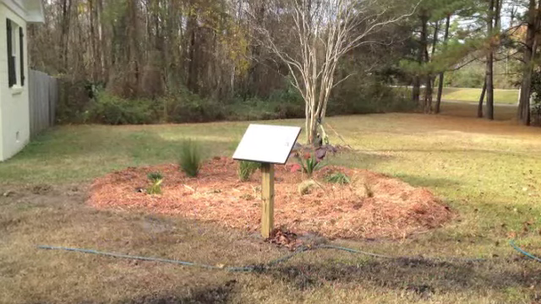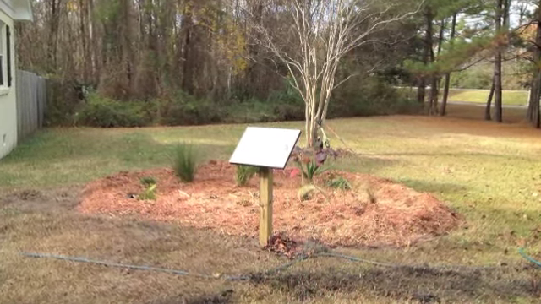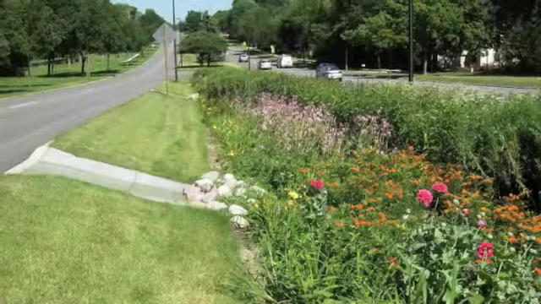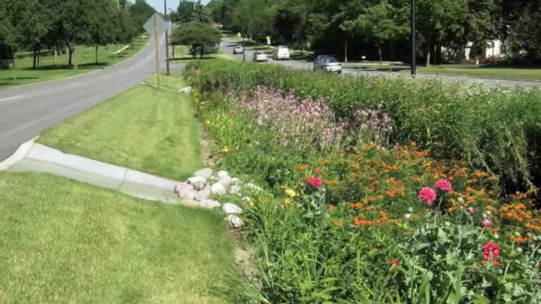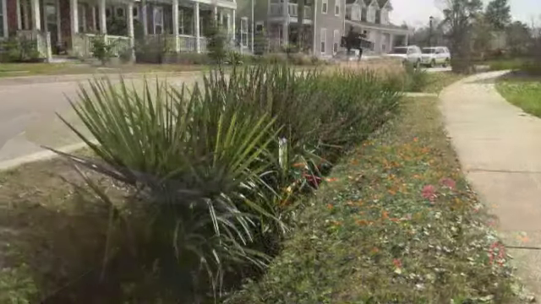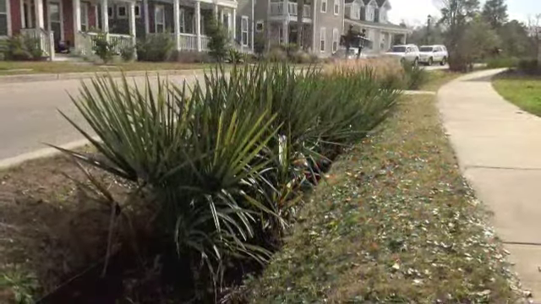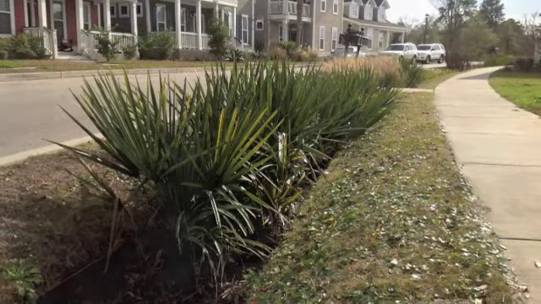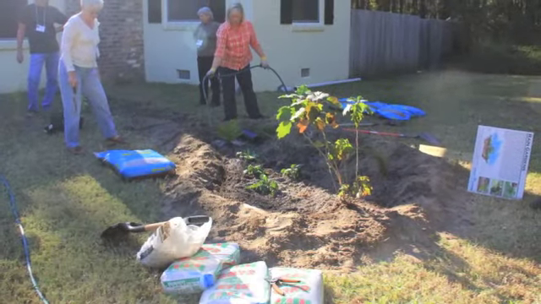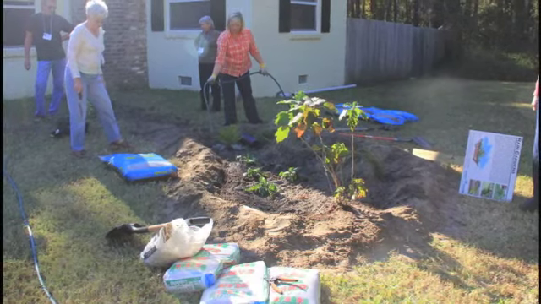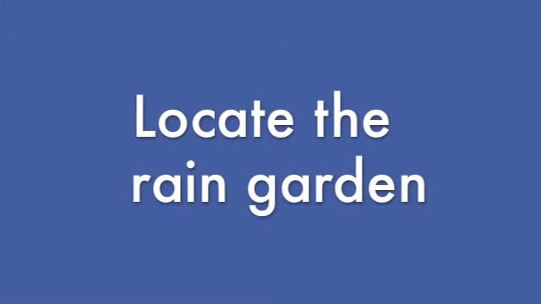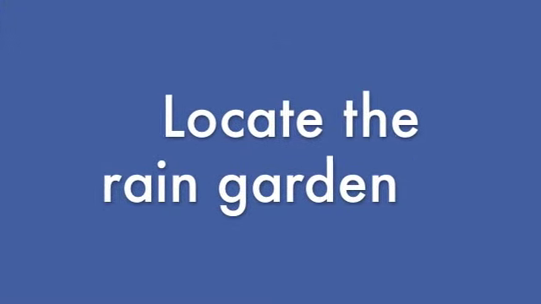During infiltration, plants use excess nutrients for growth. Sediment is trapped in the garden, and biological processes remove pathogens. Dissolved metals and nutrients bind or are absorbed to soil particles and are removed temporarily out of the system. So let's get started. Where do we put our rain garden?